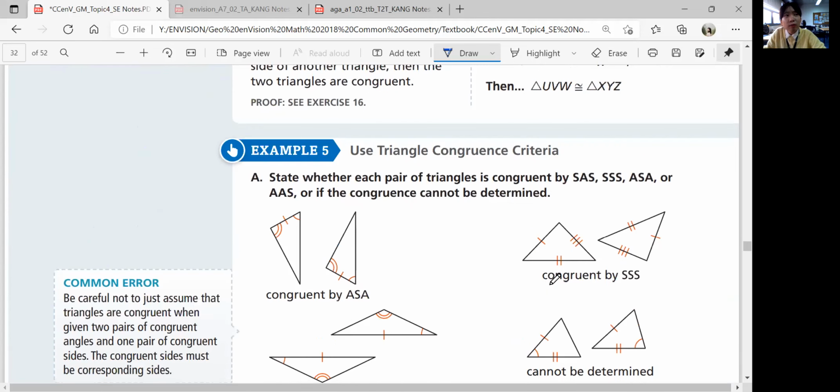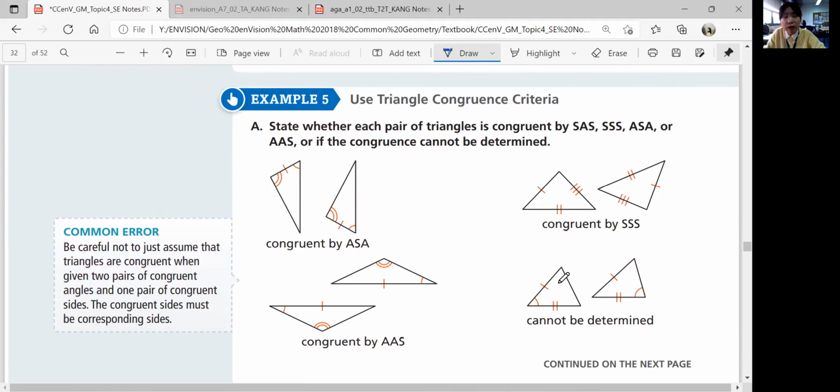Okay. Example 5, we're going to use triangle congruence criteria. So far in this lesson, we learned ASA and AAS, right? In the last lesson, we learned SAS and SSS. So using all these theorems, can we prove whether the triangles are congruent? So look at these examples. These two triangles are congruent by ASA, angle, and then the side in between, so ASA. These triangles are congruent by SSS.